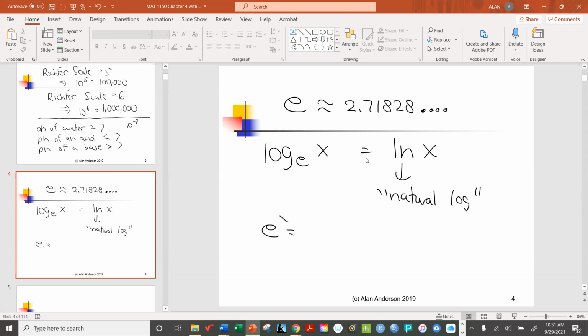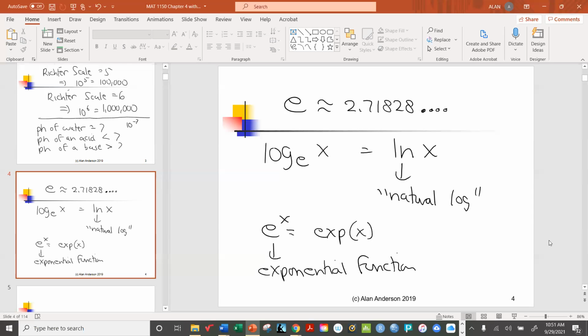by the way, some books write this as exp of x. This is the exponential function. It's used for cases where, say, for example, we're trying to model the growth of bacteria in a culture, it often follows this because e to the x is a very rapidly growing function.